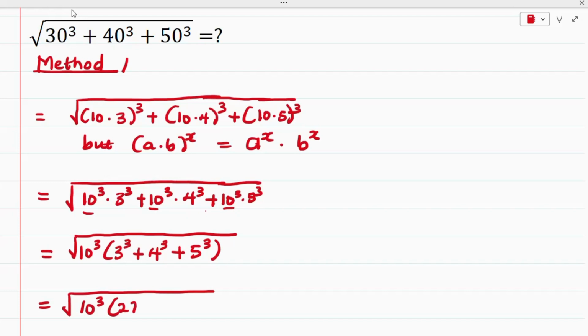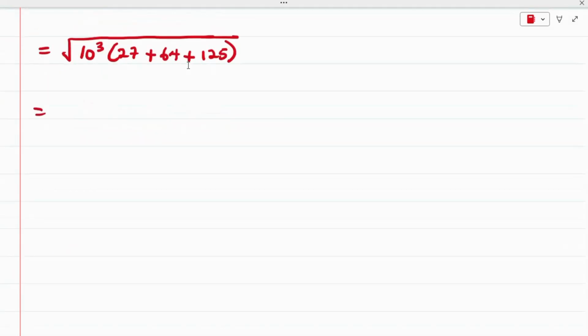So this is equal to the square root of 10 raised to the power of 3 multiply 3 raised to the power of 3 is 27, plus 4 raised to the power of 3 is 64, plus 5 raised to the power of 3 is 125. So from here we have this to be equal to the square root of 10 raised to the power of 3 multiply 27 plus 64 plus 125, which is going to give us 216, and this is equal to the square root of 10 raised to the power of 3 multiply 216, which can be expressed in terms of 6 as 6 raised to the power of 3.